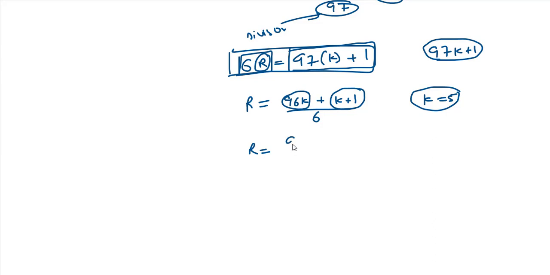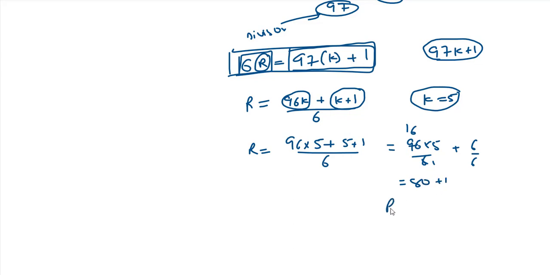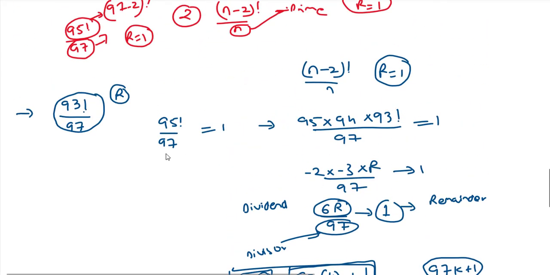Now we'll substitute this value of k in this equation and we can get our remainder. So the remainder will be (96 into 5 plus k, which is 5, plus 1) the whole divided by 6. We can write this as 96 into 5 by 6 plus 6 by 6. 6 sixteens are 96, so 16 into 5 will be 80, and 6 by 6 is 1. So the remainder will be 81. So the remainder when 93 factorial is divided by 97 will be equal to 81.